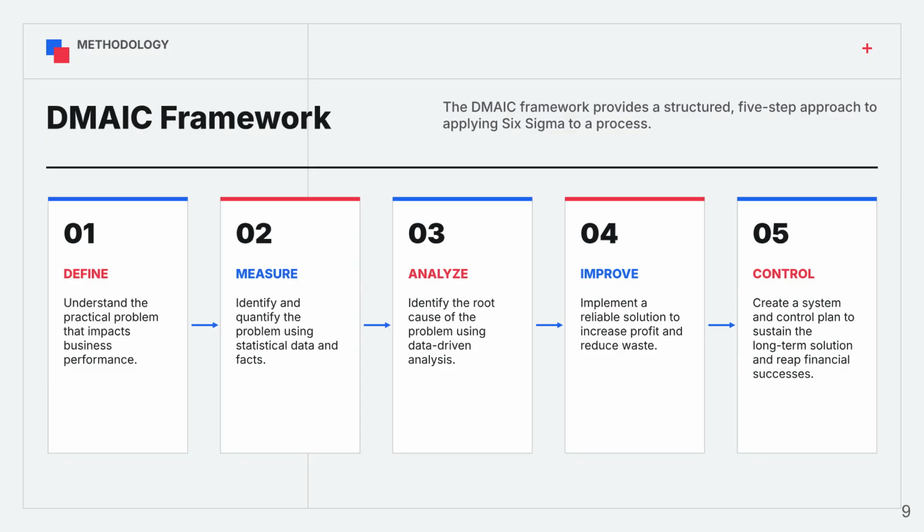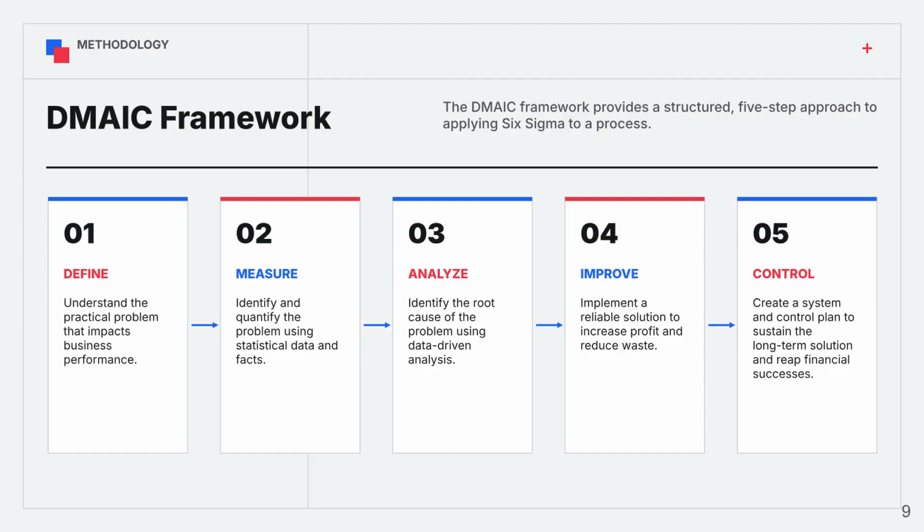The second phase is measure. In this stage, relevant data is collected to understand the current performance of the process. Rather than relying on assumptions, decisions are based on measurable facts and performance indicators. The third phase is analyze. The collected data is carefully examined to identify the root causes of defects, delays, or inefficiencies. Finding the true cause of a problem is essential, because treating only the symptoms rarely leads to lasting improvement.